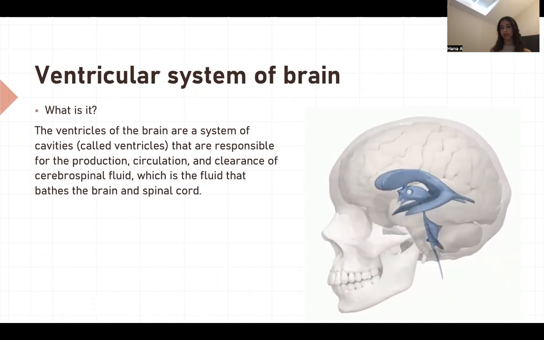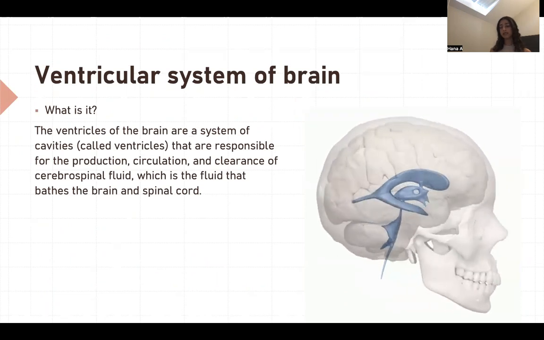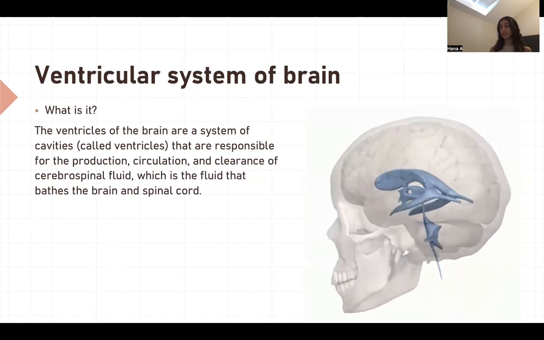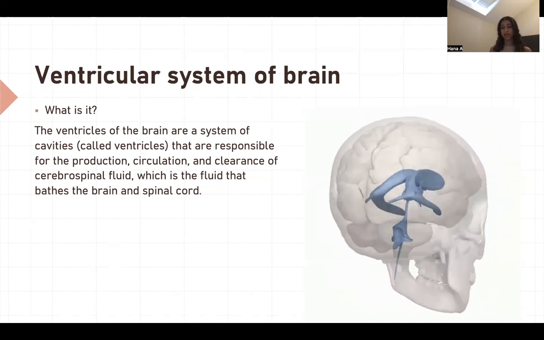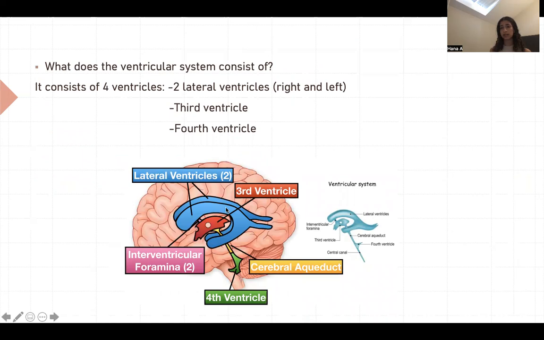It's also called liquor. So basically, the ventricular system of the brain is just the system of cavities that we call ventricles, and they're responsible for producing, circulating, and clearing out that cerebrospinal fluid. So, what does the ventricular system consist of? We can talk about the ventricles it's composed of and the ducts connecting them together. So we have 4 ventricles, that is 2 lateral ventricles, one located in each lobe. So we have a right and a left ventricle. Then we have the 3rd ventricle and the 4th ventricle.